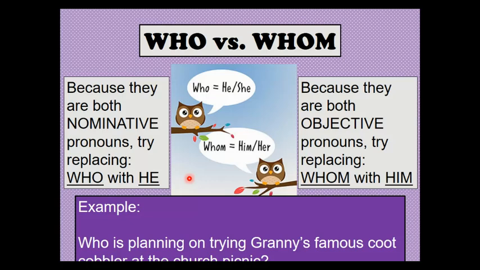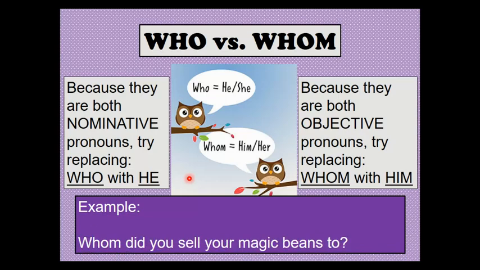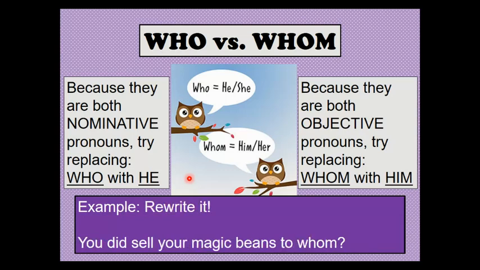It says, who is planning on trying Granny's famous coot cobbler at the church picnic? Well, if I can put in the word he and it still makes sense, yeah, he is planning on trying Granny's famous coot cobbler at the church picnic. And therefore, that's why who fits there. And if I said, whom did you sell your magic beans to? Well, once again, it's a question, so invert the order and say, you did sell your magic beans to whom? If you're following along with your notes, you can rewrite that one. You did sell your magic beans to whom? And then put in the word him, and it makes sense.